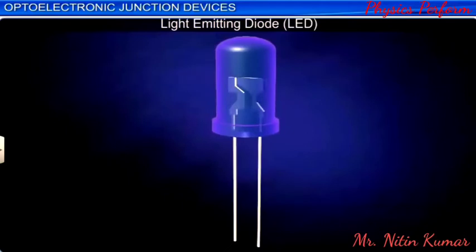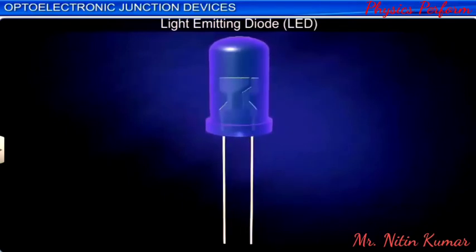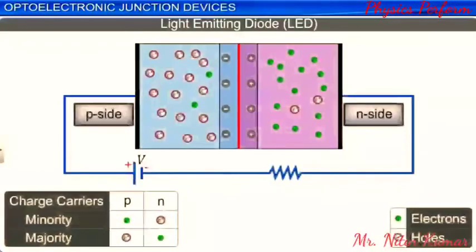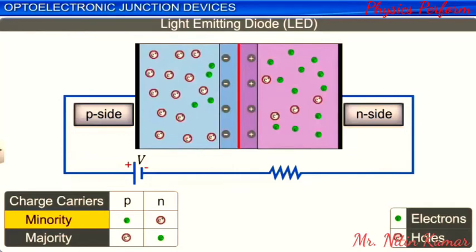An LED is operated under forward bias, which increases the diffusion of minority charge carriers across the PN junction. This leads to the recombination of the electron-hole pairs, which results in the liberation of energy in the form of photons.